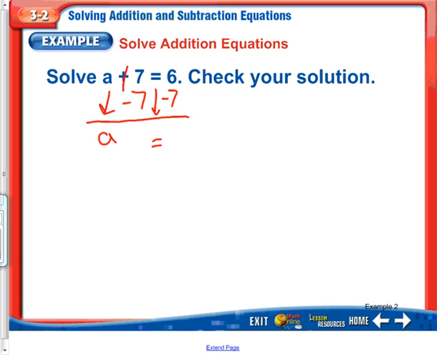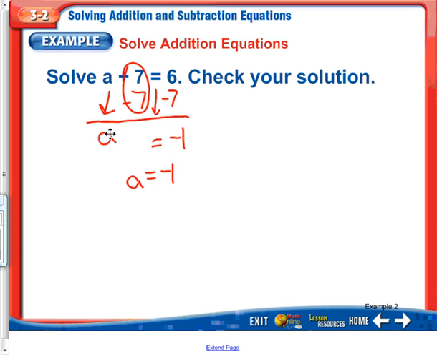Okay, a positive 7 and a negative 7 equals 0. And if you have 6, like if it's money, you have $6, but you owe $7, you're still going to owe $1. So a equals negative 1. Now, if you wanted to clean this up a little bit, you could rewrite it and write the a next to the equal sign. A equals negative 1.